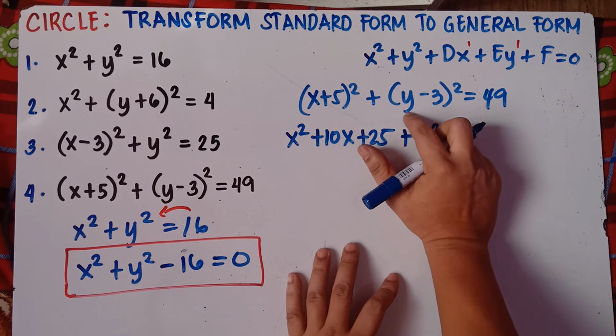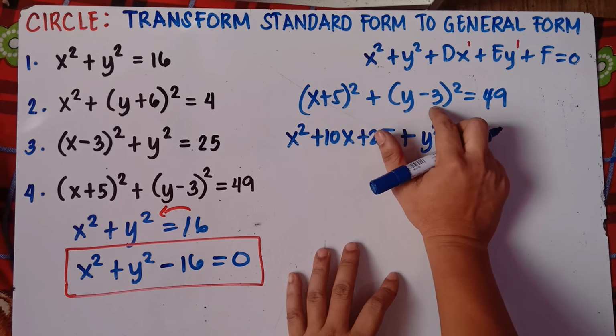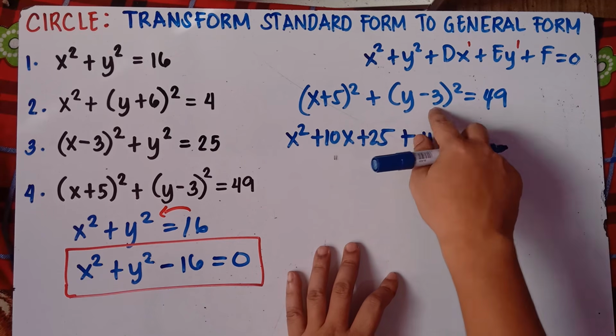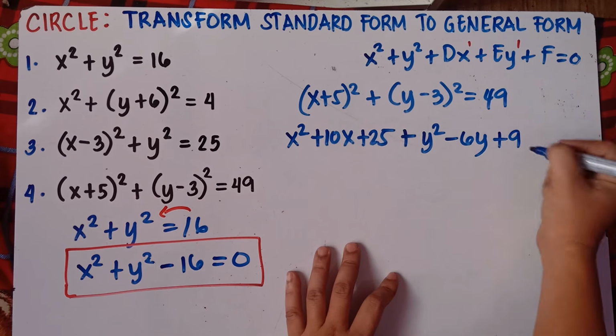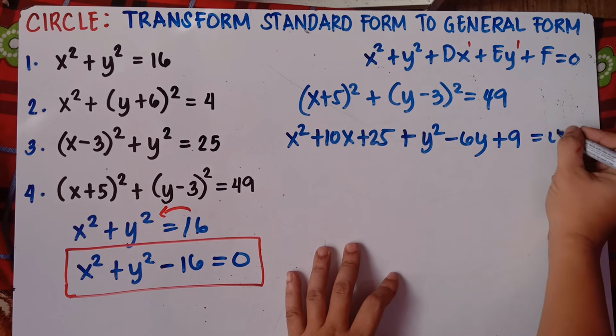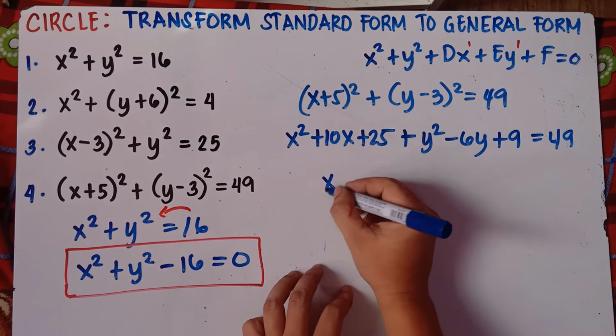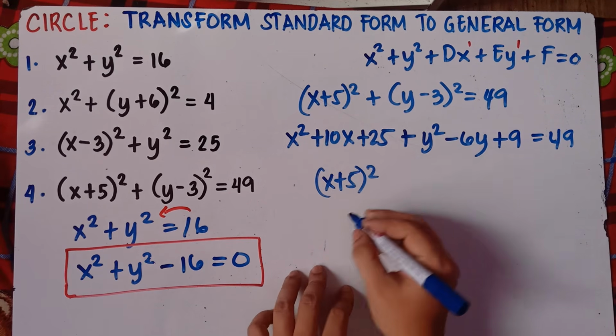Then you multiply the first term and second term, so y times negative 3, that's negative 3y, times 2, that's negative 6y. Then you square the last term, negative 3 times negative 3, that's positive 9. Then copy equals 49.